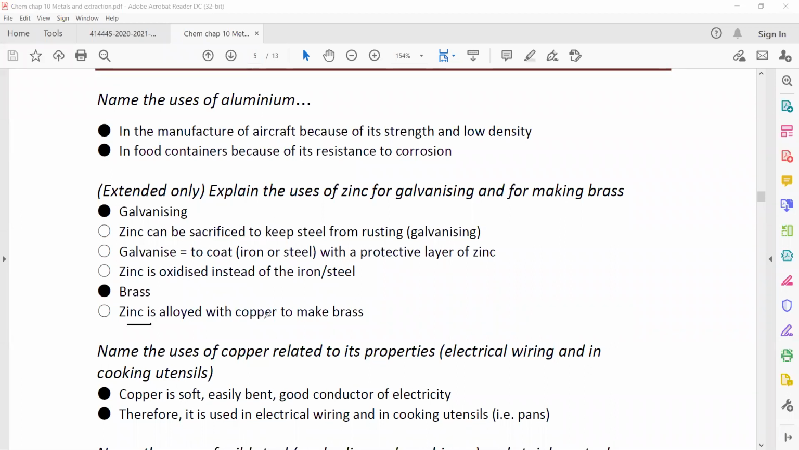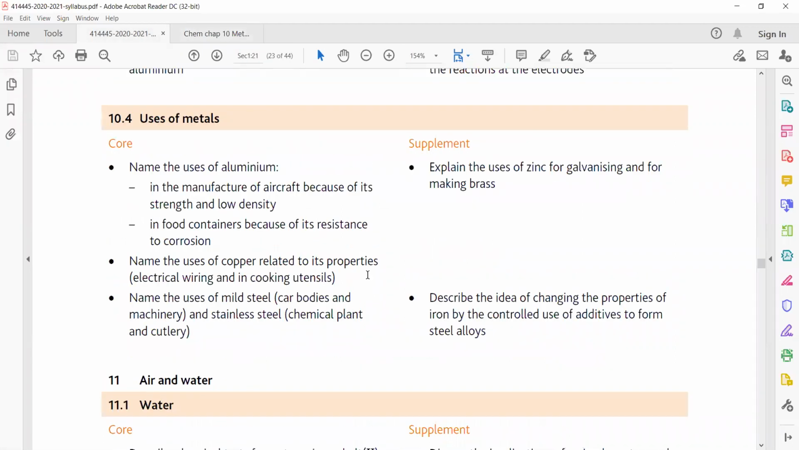Whereas brass is a mixture of zinc and copper, and the uses of copper are related to its properties. So where can we use copper with reference to its property?